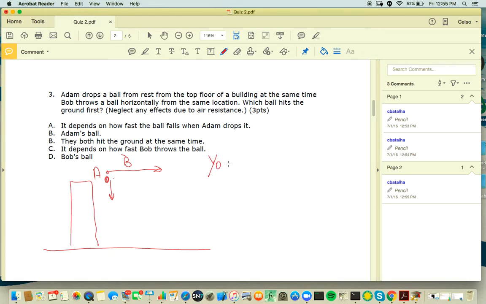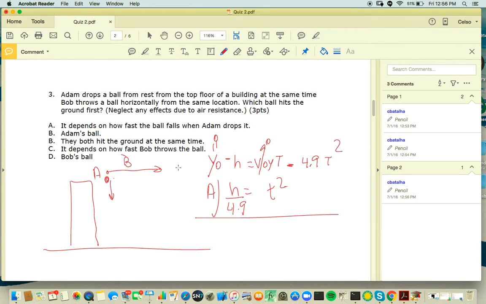Why? Because see, for Adam, y final, which is 0, minus the height of the building, which is the initial position, is equal to the initial velocity in y, which is 0, times time, minus 4.9 t squared. So for Adam, h divided by 4.9 is equal to t squared. And then you can find your time. Now let's do the same exercise for Bob. For Bob, it's absolutely the same thing.